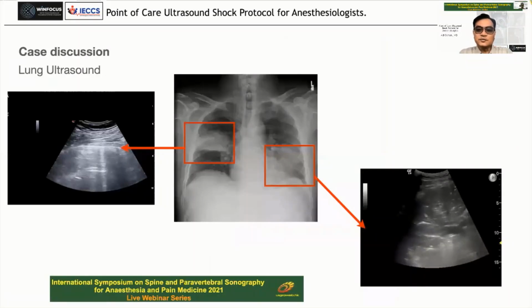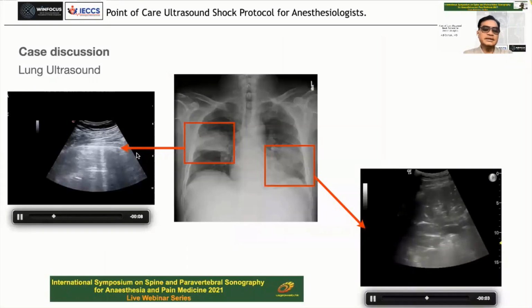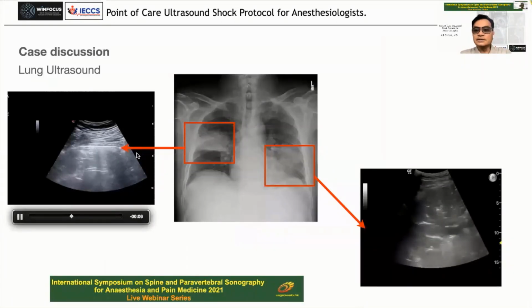This is the lung ultrasound. We had a lecture on lung ultrasound previously. On the patient's left lower zone, it shows hepatization. On the right middle zone, it shows what we call the B line, described by Giovanni Volpicelli as a light beam phenomenon.